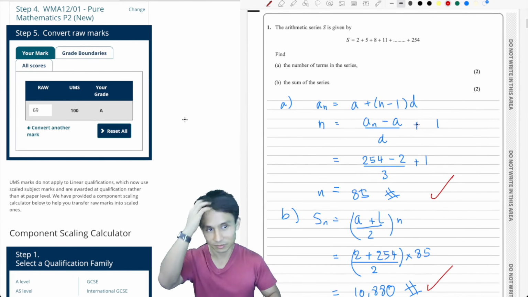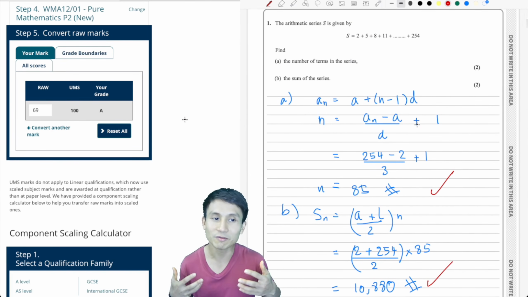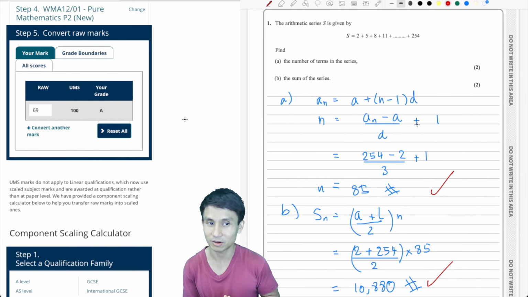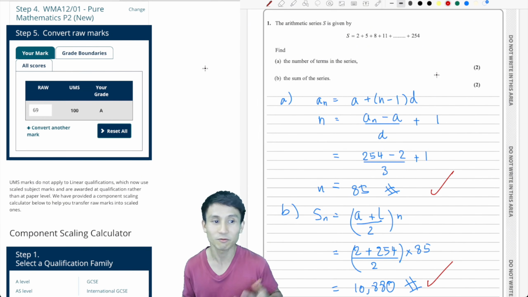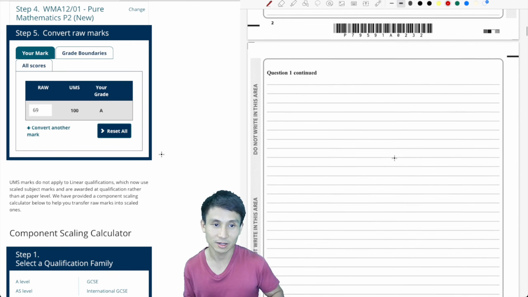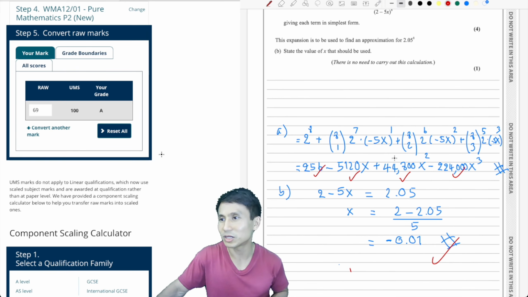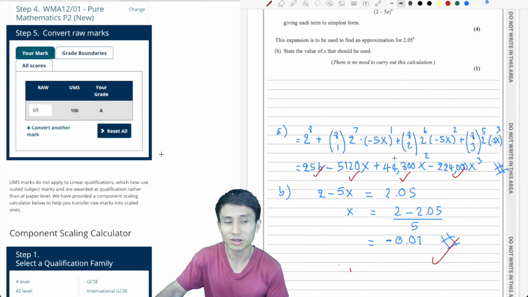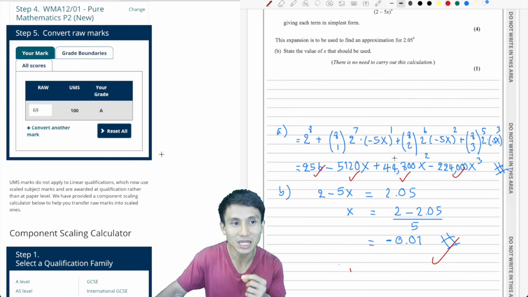Yeah, I need to give feedback on this paper because this one I haven't quite seen the style like this, but it's not hard. It's just rare, maybe. It gives you the series. It asks you the number of terms. You just have to play around with the formula, right, for this one. And that was fine. Yeah, this one, don't be alarmed by just seeing that state the value of x that should be used and there is no need to carry out this calculation. It just doesn't require you to show any working, but it doesn't mean that you cannot show the working.